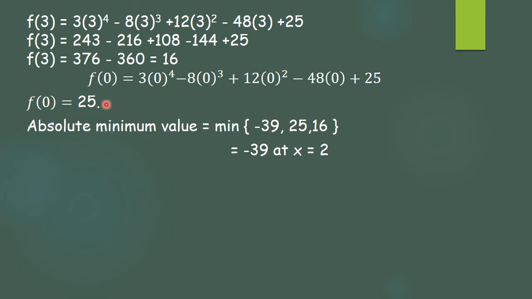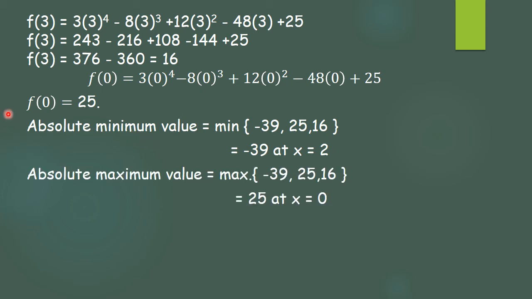Now we'll try to find out the absolute minimum value. First, we get f of 2 was minus 39. This we get as 25 and 16. And the minimum among all these three values is minus 39. So the absolute minimum value is also minus 39 at x is equal to 2. We sometimes get it equal to the local minimum value. Sometimes it differs, depending upon the question.